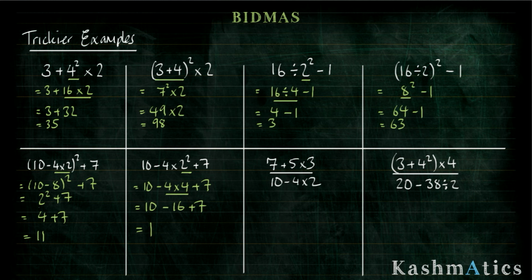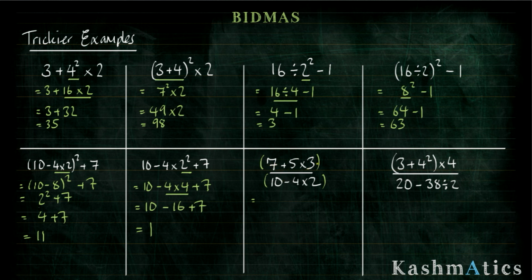Now, this next one is slightly trickier. What it actually means is the whole of that numerator is divided by all of that denominator. So what is helpful to do is actually put brackets around the numerator and around the denominator, just to remind you of that. So what we've got in the numerator is 7 plus 5 times 3.